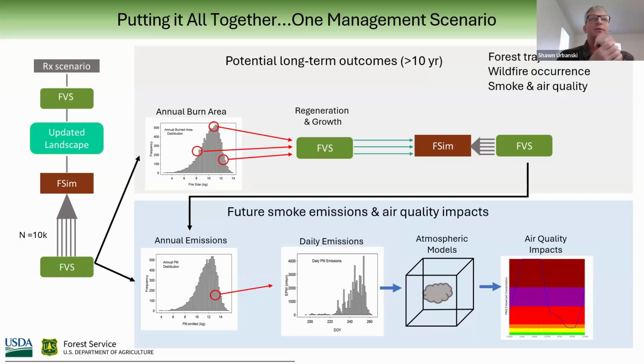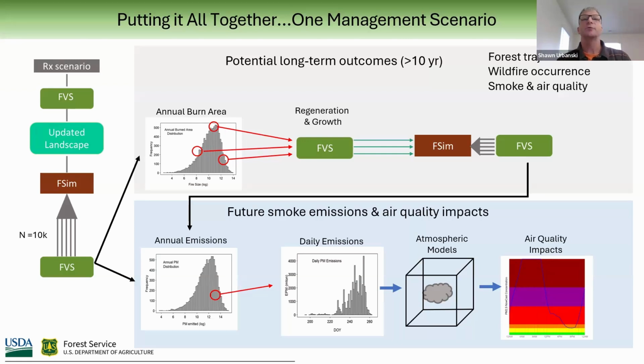So, start off in the upper left-hand side, we have a land management scenario. We use FDS to update the landscape. Let's say in this case, it's just prescribed fire treatments. We output that updated landscape. We run FSim on it, give it 10,000 or 20,000 simulations, feed that output into FDS again, and then we can see we have our products here.